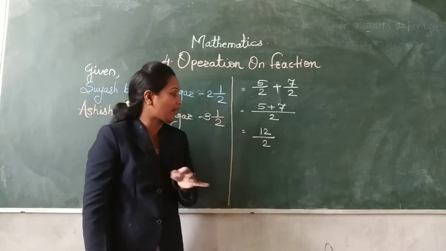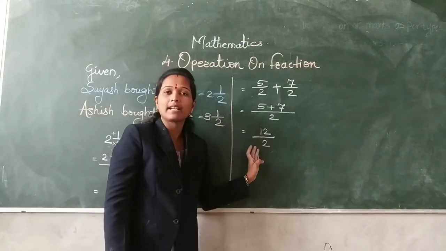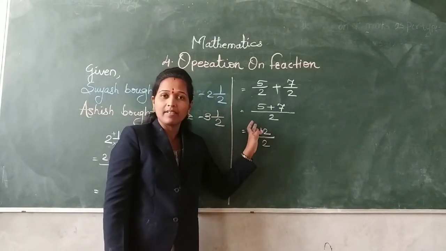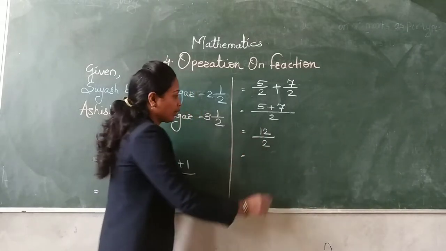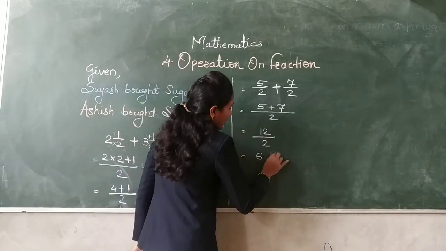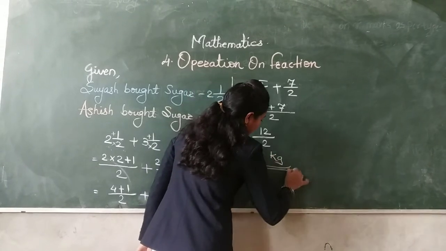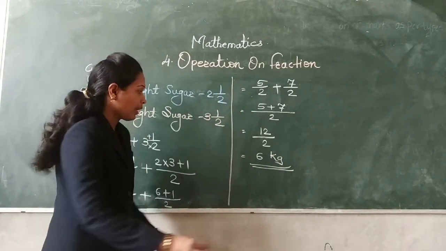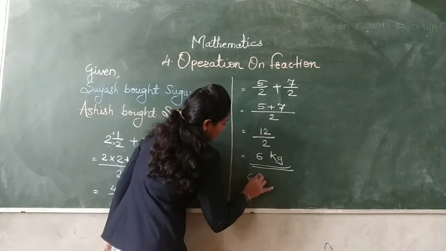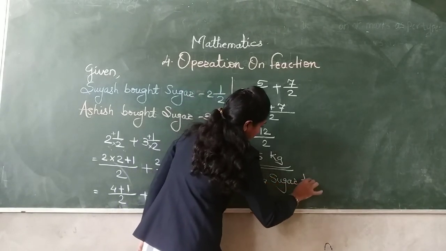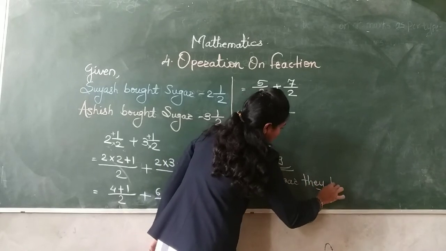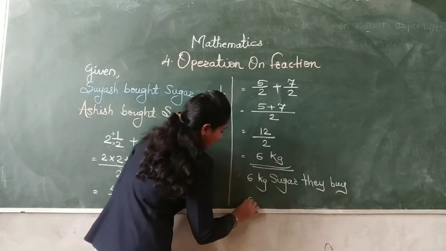Why is it simplified, teacher? Because 12 divided by 2, we can easily divide 12 by 2, because 12 is in the table of 2. 2 1s are 2, 2 6s are 12. So they bought 6 kg sugar altogether. Okay, therefore they bought 6 kg sugar altogether.